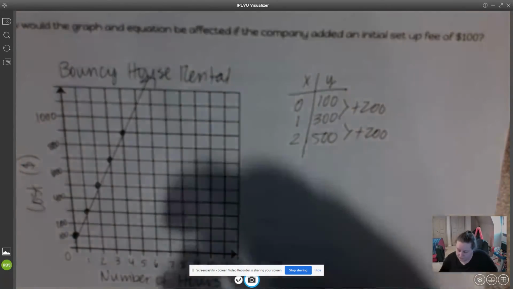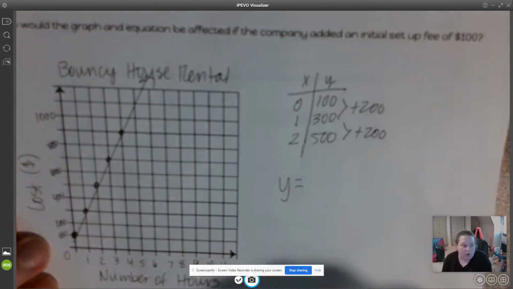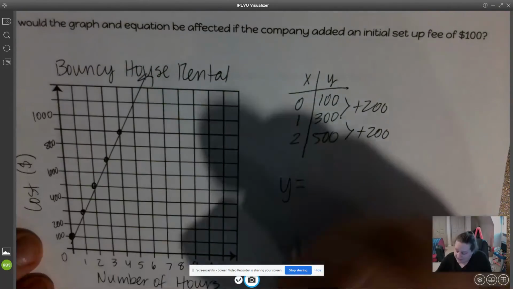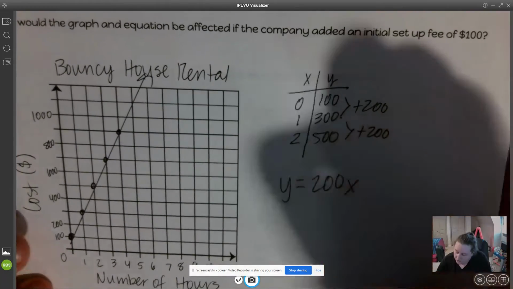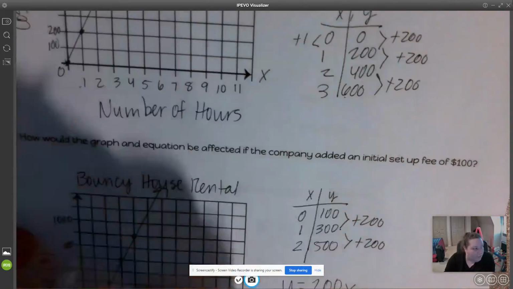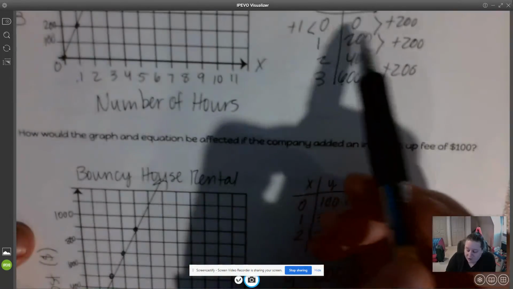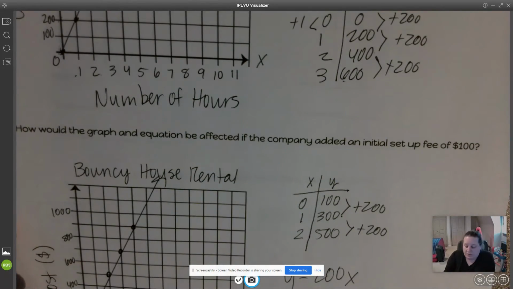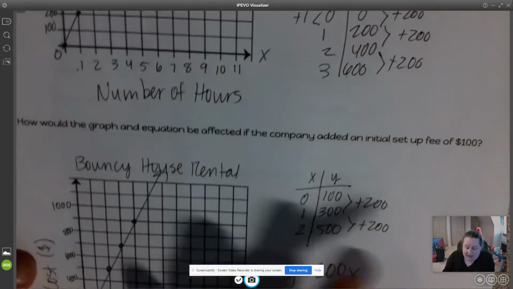So if I think about this in equation form, this is still linear. It's still increasing at the rate of $200 per hour. So what's different from this graph to this graph? Well, the difference is that my initial fee is $0. I don't have to pay anything for them to show up and give me the bouncy house.